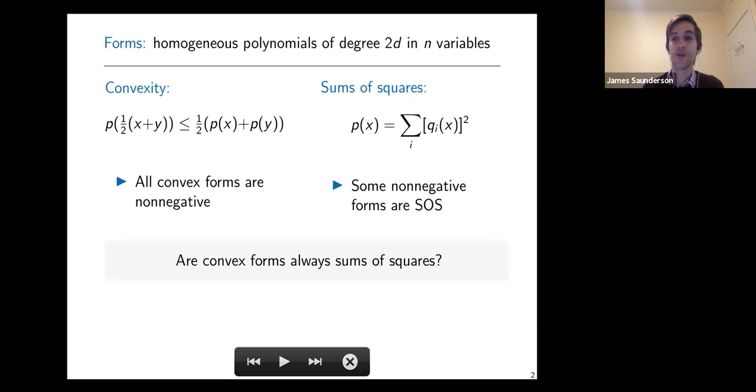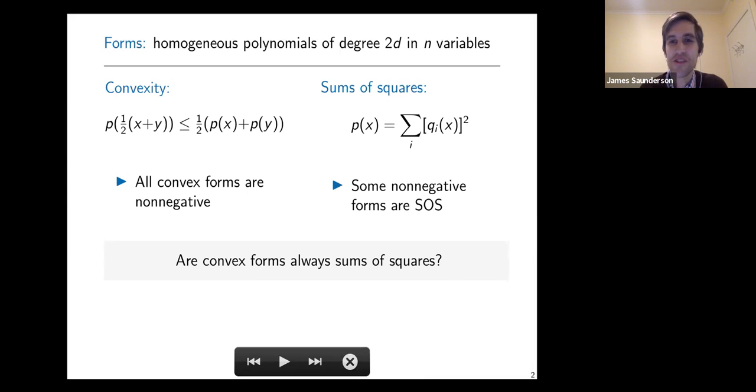Okay, so in this talk, we're going to be focusing on homogeneous polynomials of degree 2D in n variables, and I'll call these forms for short. I'll always use degree 2D, so we'll always be considering even degree polynomials. There are two key properties of these polynomials that we're going to be interested in. One is convexity. We all know what convexity means. In particular, because polynomials are continuous, convexity just means midpoint convexity.